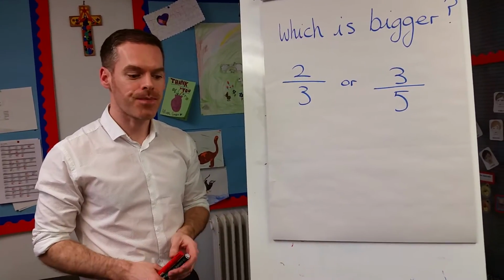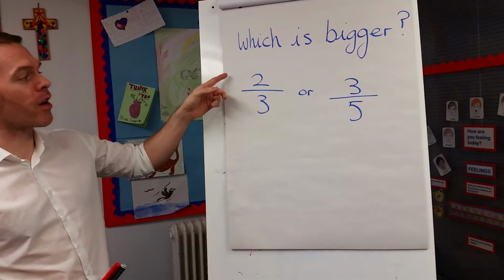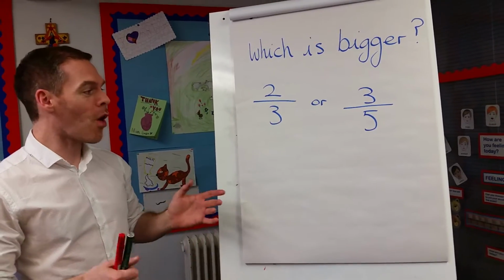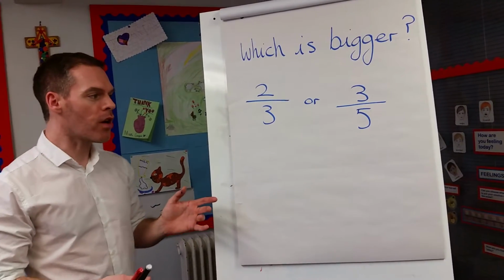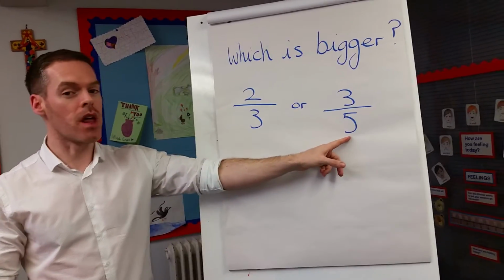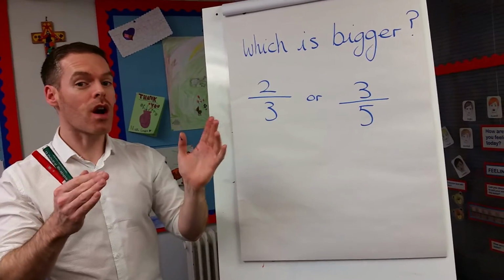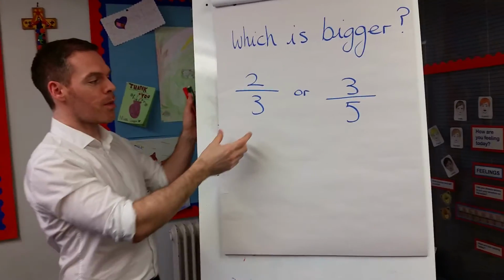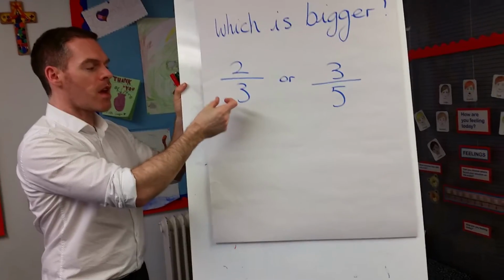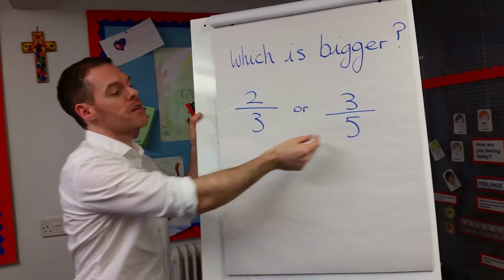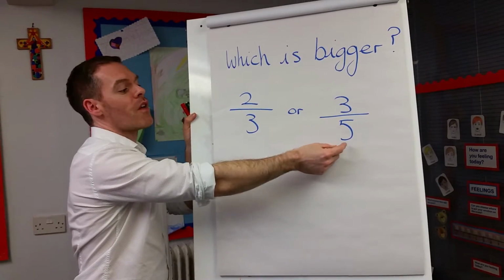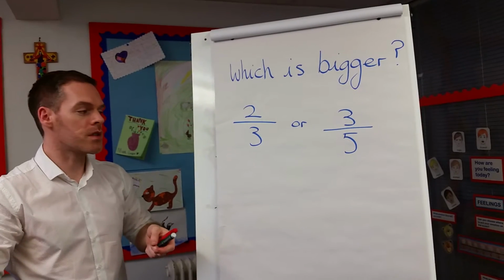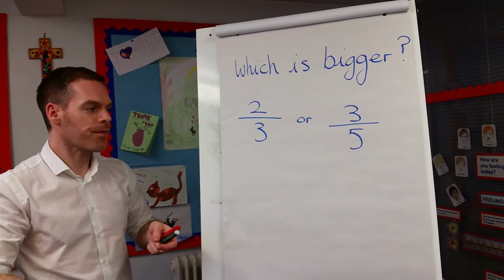smallest to largest. So we've got one here and it says which is bigger, 2/3 or 3/5. Now at the moment we can't tell which fraction is bigger because they've both got different denominators. Both wholes are divided into different amounts of parts. For example, in this fraction it's divided into 3 equal parts, and in this fraction the total whole is divided into 5 equal parts. So we can't compare them at the moment. It's quite difficult for us to compare.